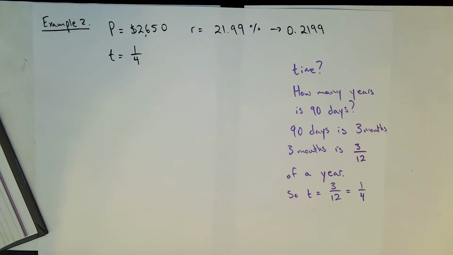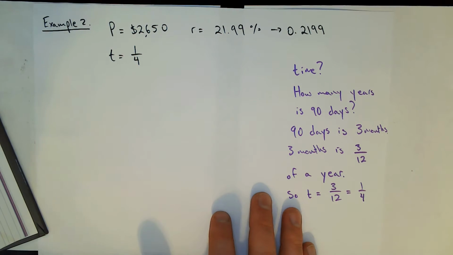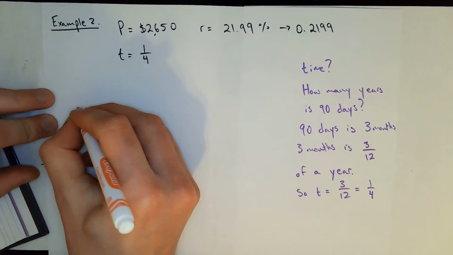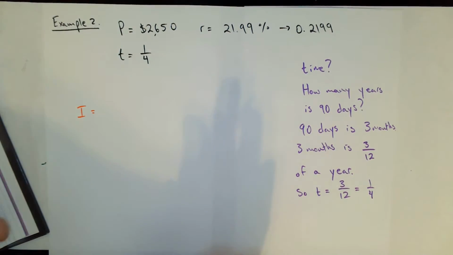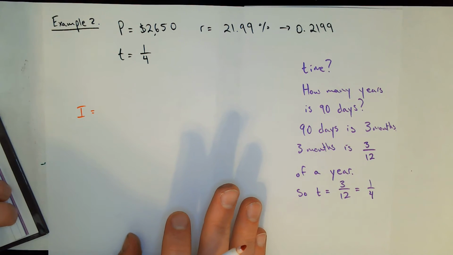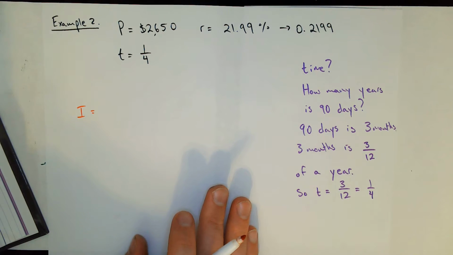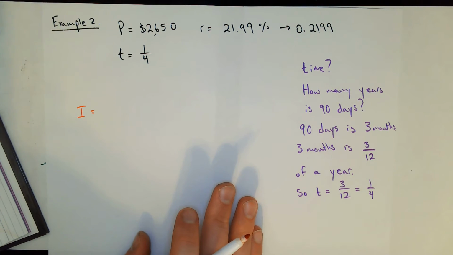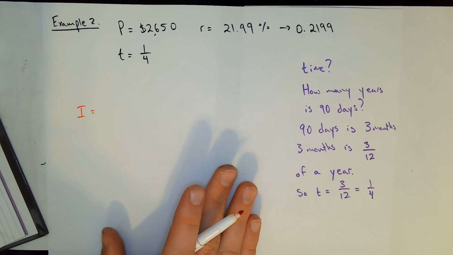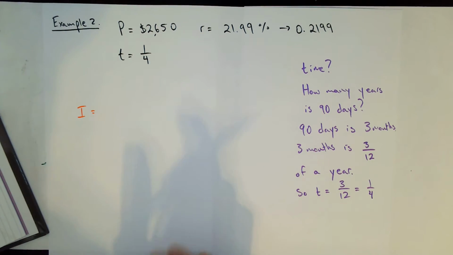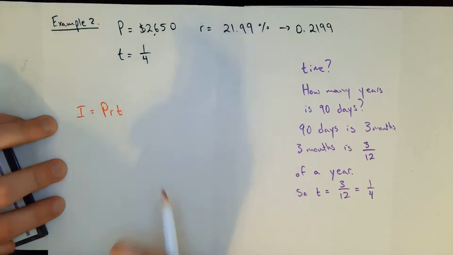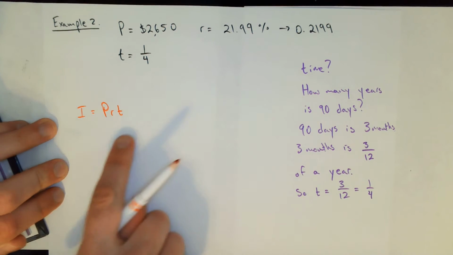So time is going to be 1/4. So for this problem, I is equal, no, wait. What did they ask? How much will Ian owe on the 91st day if he made no payments during the first 90 days? So he has not paid any of the TV off, right? So he's going to owe not only the full interest, which I'm about to calculate right here, he's going to owe the price of the TV plus this.